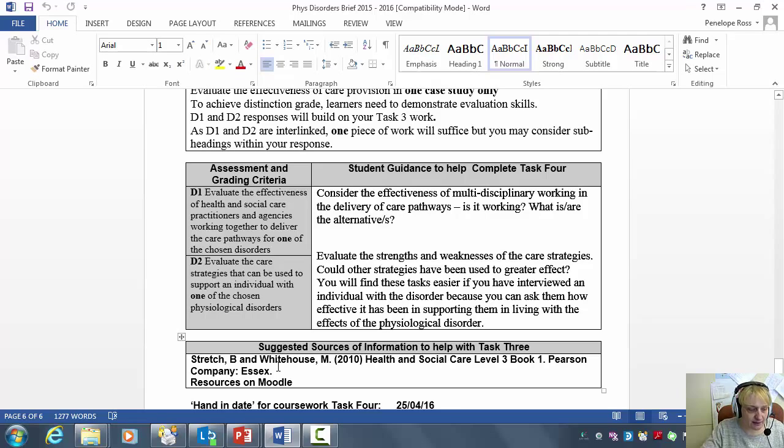Okay, I've certainly got another book here. It's actually a social care level 4 book, so it is a little bit advanced, but it just so happens it has a great chapter on multidisciplinary working in it, and so that will be quite good for this particular, the first one, the Distinction 1 grade.